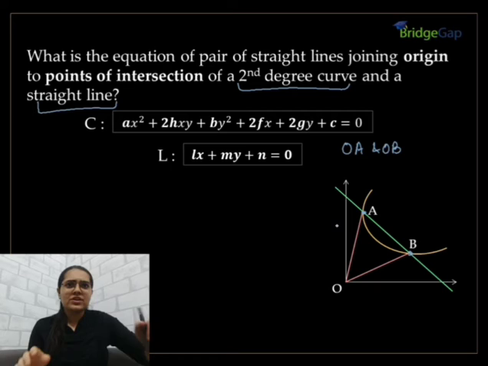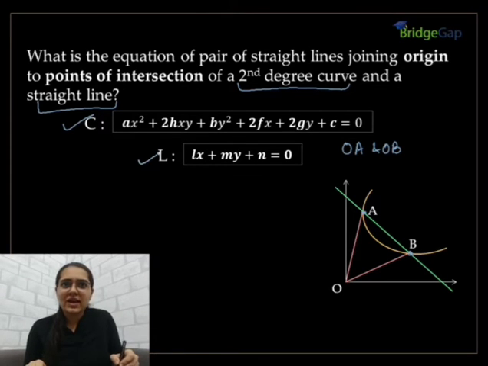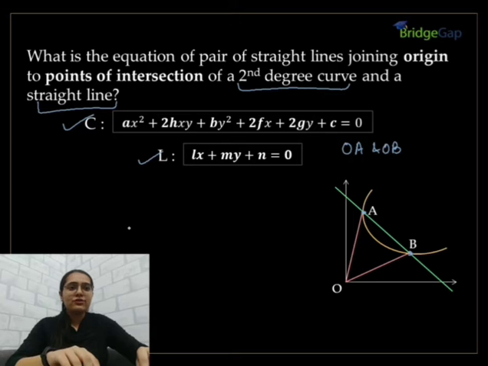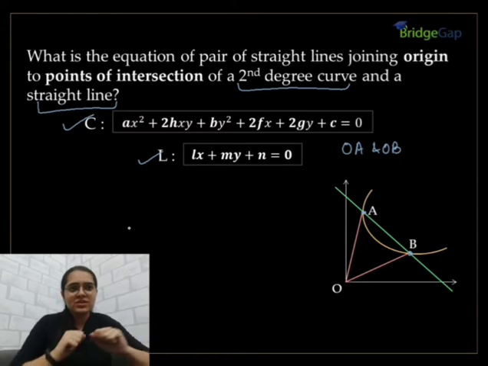Now, what is the equation of these two curves and lines? Say I give you general equation of second degree, that is this, and then general equation of a line, that is this. Now how will you proceed? Now you are told that you have to find equation of pair of straight lines. So how are you going to proceed in this question?